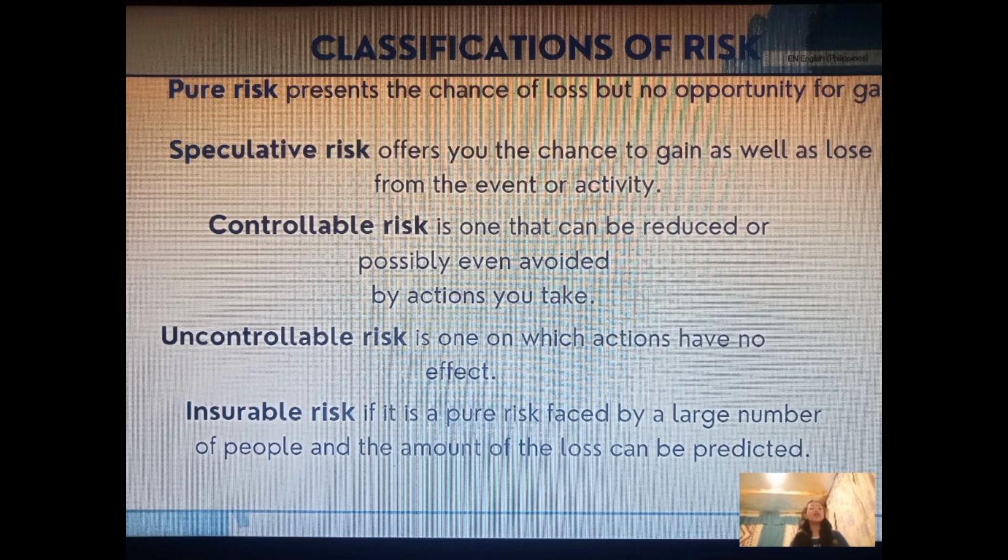Yun yung sinabi kanina. So in other words, it involves situations where there is uncertainty about whether a loss will occur, but there is no opportunity for profit. So, it involves events such as accidents, natural disasters, yung may mga sakit, namatayan, or disability, where the outcome is either a financial loss or no loss at all. So, example ng pure risk is include yung mga fire, yung may mga sunog, thief, liability lawsuits, and medical expenses.